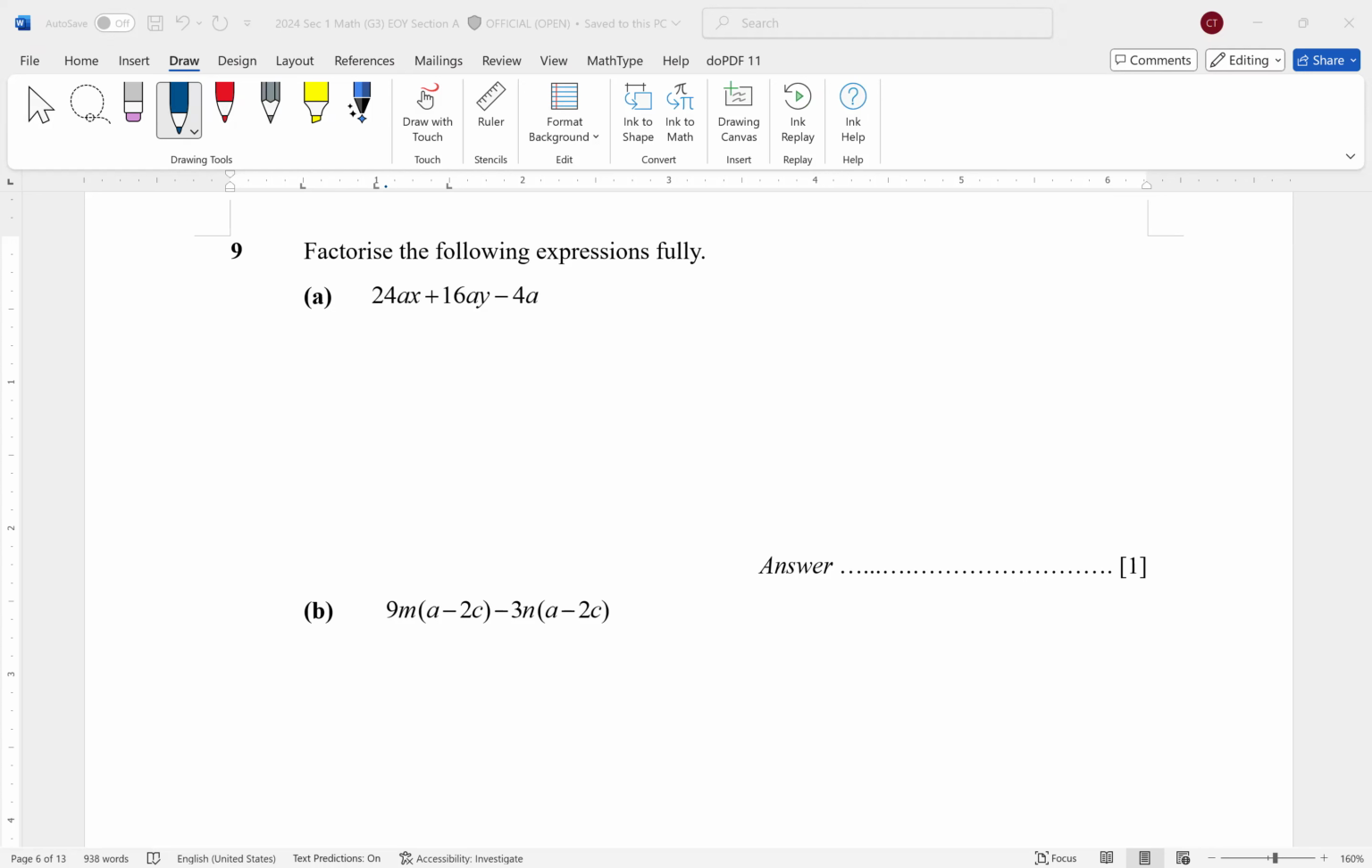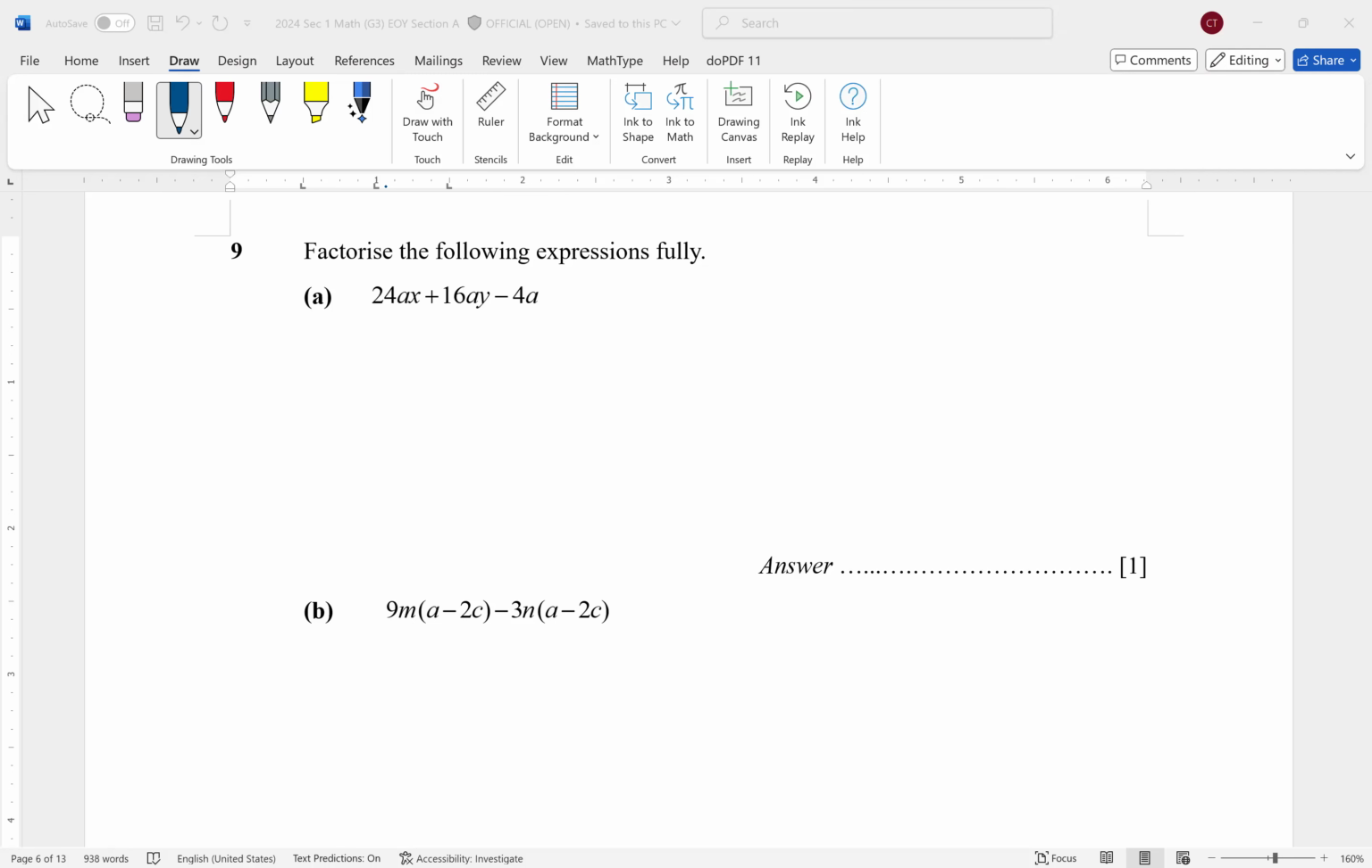So it's 24ax plus 16ay minus 4a. For a factorization question, what we want to do is, for each of these three terms, 24ax, 16ay, and negative 4a, extract something common from all of them. Once we have that common term out, we can put the common term in front, and the rest of the terms will just go into a big bracket. Firstly, we need to observe and find what is the common thing between the three terms.